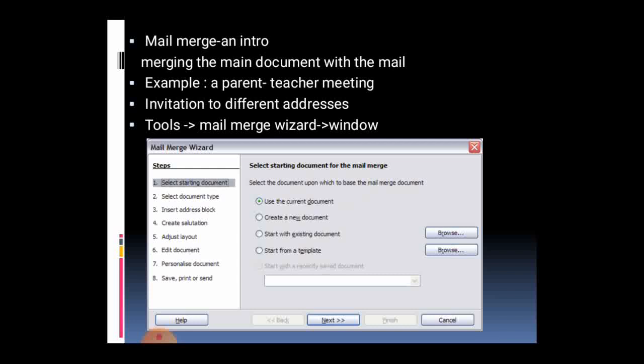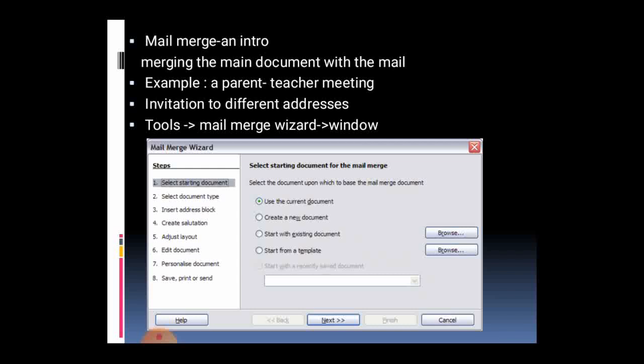If you are creating with an existing document, there is a browse option. Click browse, and you can select the location where your file is located. For a template also you are given the browse option, so you can select and link with the template. The next one is start with recently saved document. Sometimes it will be visible if you are currently working in Coherence. If you closed your document recently, it will open that recent document, and the names will be displayed when you click this drop down list. On selecting this, you have to click next.